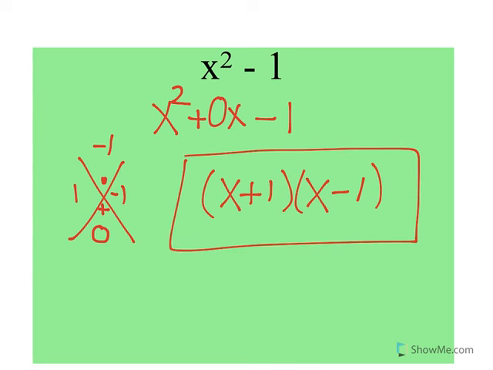So how does that feel, having to put in a 0x in the middle, which just means the two numbers that we pick need to add to 0, which means they must be opposites. They must be the same number, 1 and 1, but one's positive and one's negative.